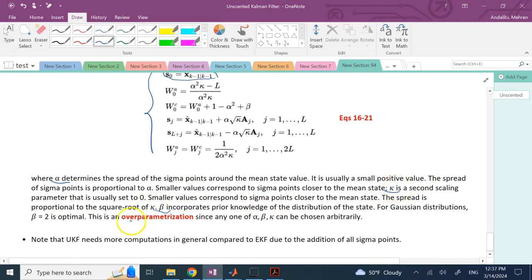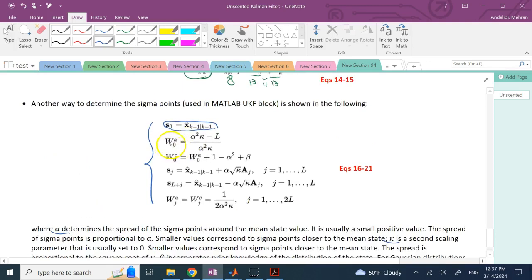Okay, it has 3 hyperparameters, and you see that W0A and W0C, the first and second order weights for the first average, are coming from these formulas. W0A is alpha squared k minus L over alpha squared k, and W0C is W0A plus 1 minus alpha squared plus beta. So you clearly see these two are not equal anymore. These two entities are not equal. And then S1 to SL come from adding the previous mean plus alpha square root k times A_j.